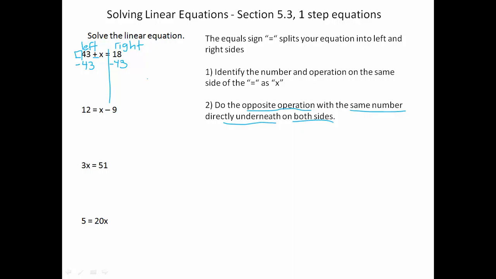So what happens next? Well, now I'm just going to evaluate going top to bottom. 43 minus 43 is 0, so they cancel out. You don't have to write the 0. 43 minus 43 just leaves you with nothing. All I have still on the left side is this x. So I'm going to bring it straight down. X is going to go right here. I'm going to bring down my equal sign as well.